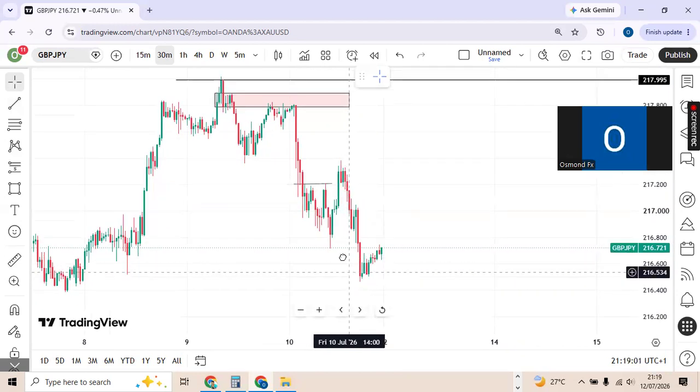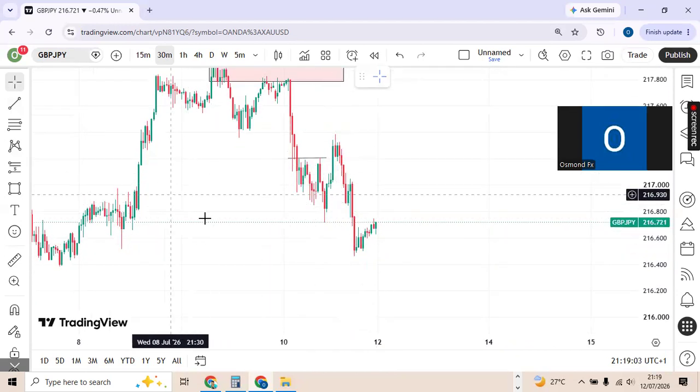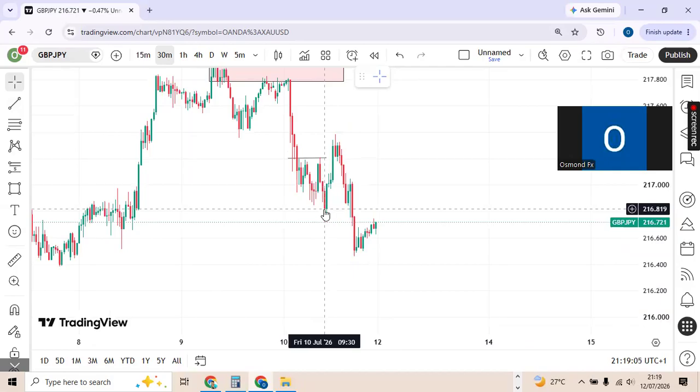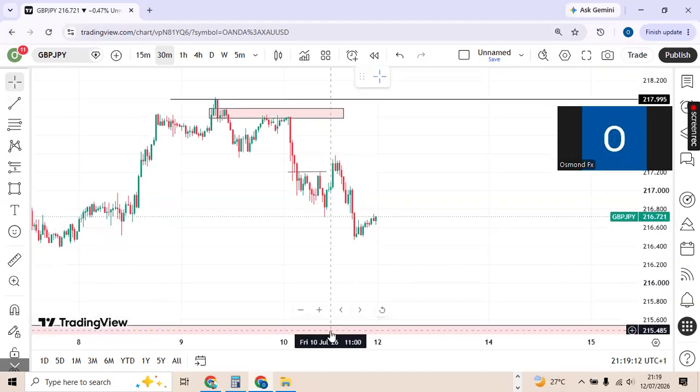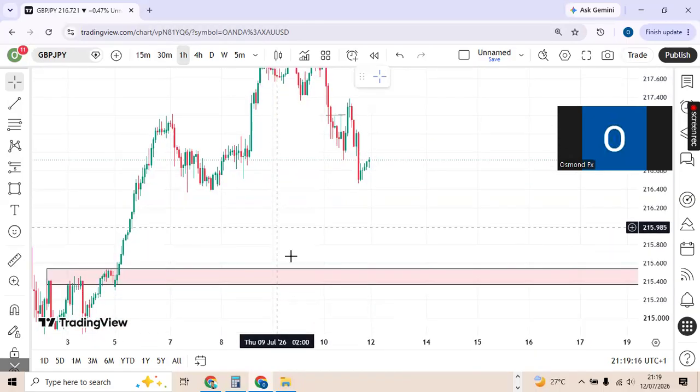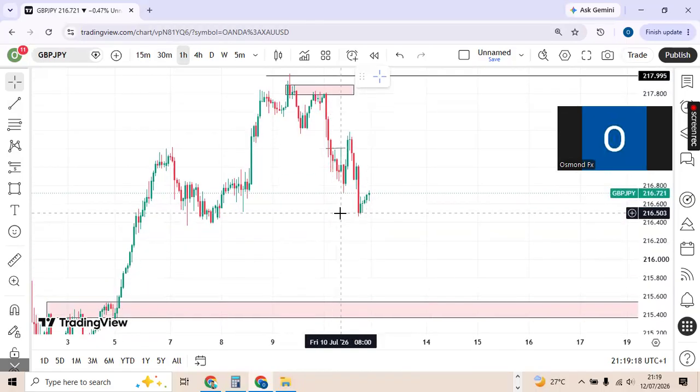For me, I think I took out my sell here. I actually believe that the market is coming down all the way below here, but I didn't want to hold any longer.